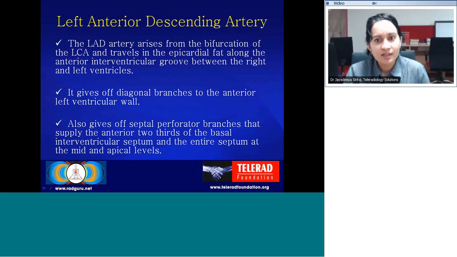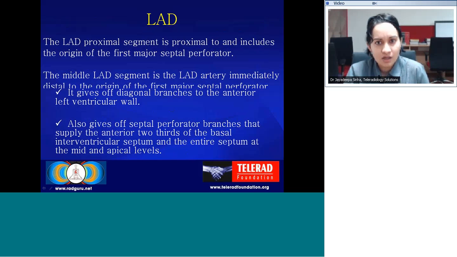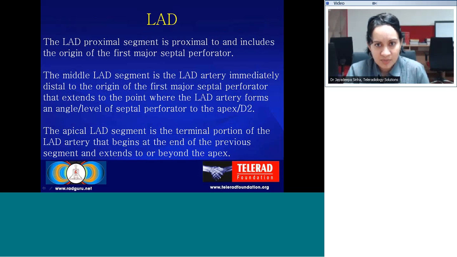Coming to the LAD, this is the artery that arises from the bifurcation of the LCA and travels in the epicardial fat along the anterior interventricular groove and typically has a distal descending course. It gives off diagonal branches to the anterior left ventricular wall and septal perforator branches, which supply the anterior two-thirds of the basal interventricular septum and the entire septum at the mid and apical levels. Now the segments of the LAD.